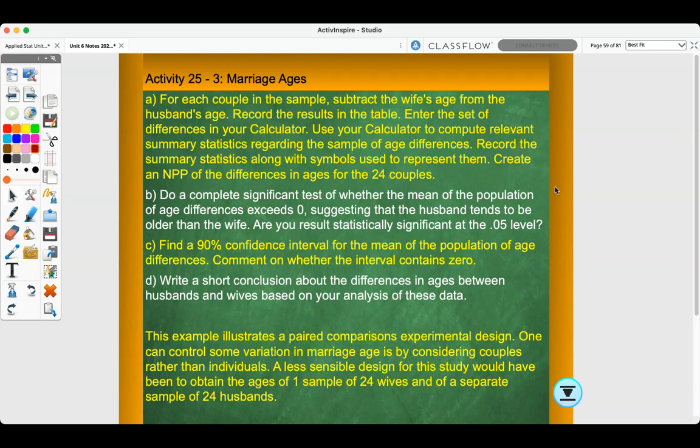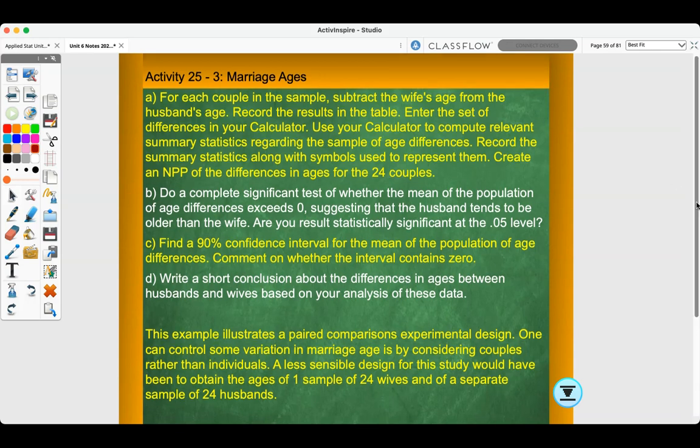Then I want you to do a complete significance test of whether the mean of the population of age differences exceeds 0, suggesting that the husband tends to be older than the wife. Are your results statistically significant at the 0.05 level? Then find a 90% confidence interval for the mean of the population of age differences. Comment on whether the interval contains 0, and then write a short conclusion about the difference in ages between husbands and wives based on your analysis of the data.